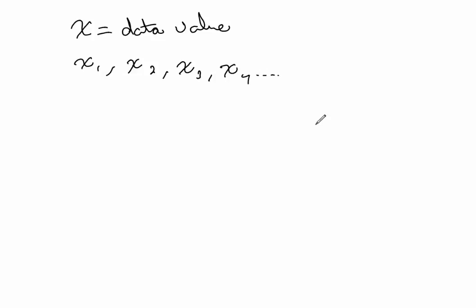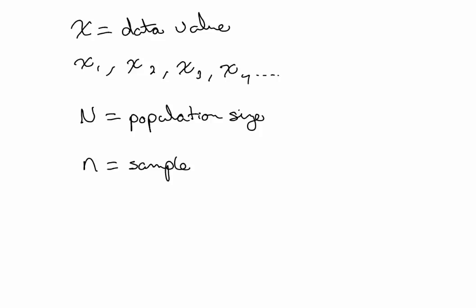Now, we have two different n's. We have a capital N and a lowercase n. The capital N is the population size. You've already learned about population versus sample, and capital N refers to population size. It just means the number of values in a population. So how many data points were there? Lowercase n is the sample size. How many out of that population did we actually look at? And so that's what the lowercase n means.